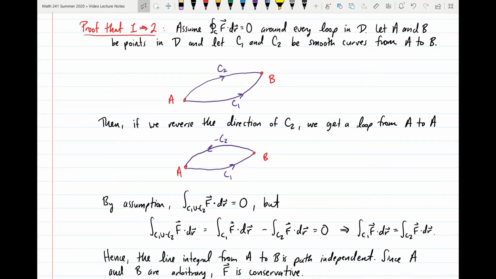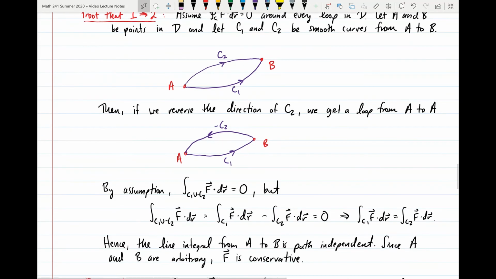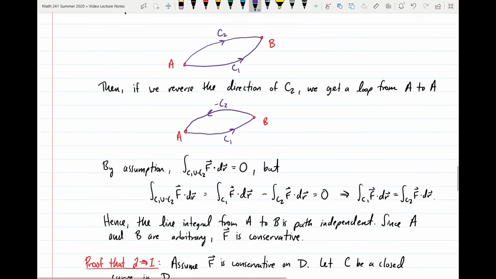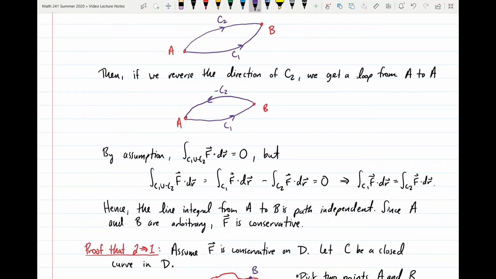So if we pick these 2 curves, C sub 1 and C sub 2, going from A to B, then we can reverse the direction of C sub 2 and call this curve negative C sub 2. So notice that in this case, the arrow is pointing in the opposite direction. Negative C sub 2 goes from B to A. And if we combine C sub 1 and negative C sub 2, then notice that we get a loop that starts at A and ends at A.